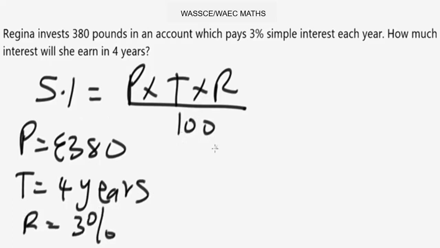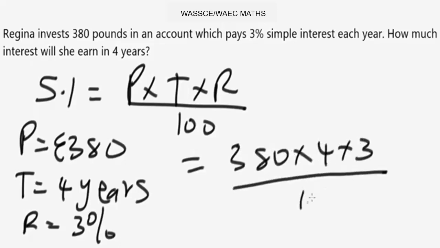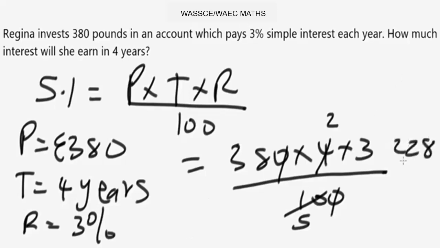All you have to do is plug in these values in this formula. So it's going to give us 380 times 4 times 3 over 100. We can cancel some of these, then punch it on the calculator. You're going to have it to be 228 over 5. So when you punch it on your calculator, you are going to have the simple interest to be 45.6 pounds.